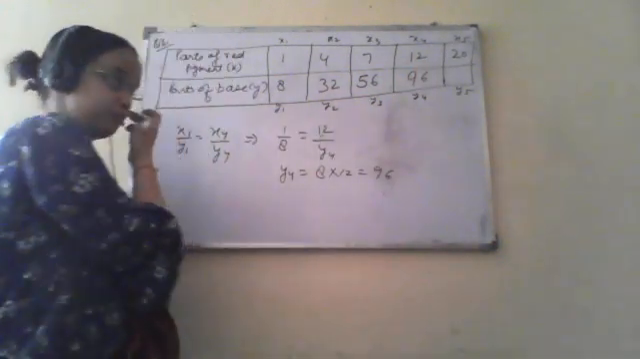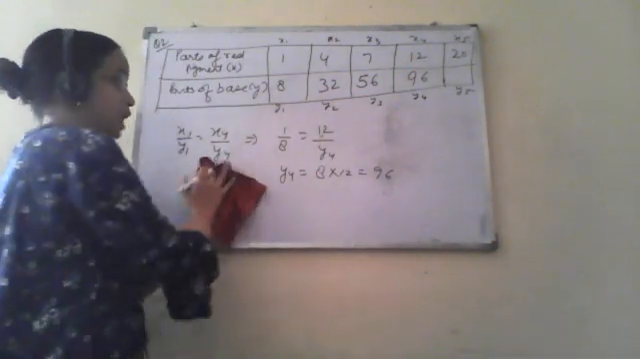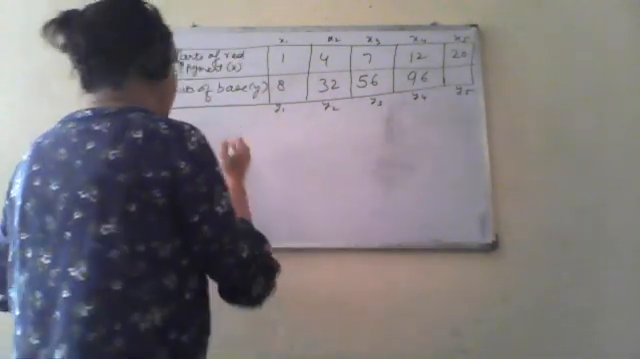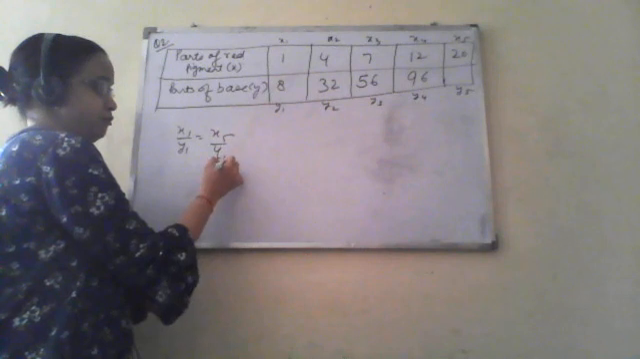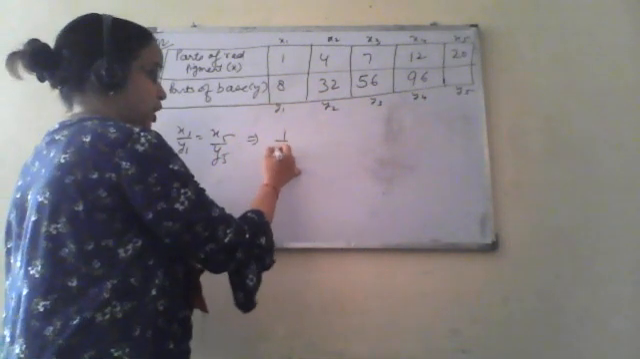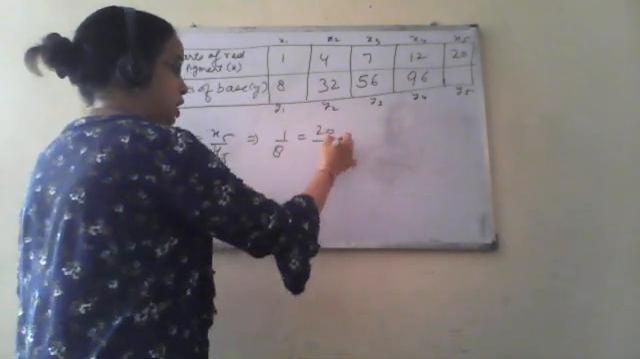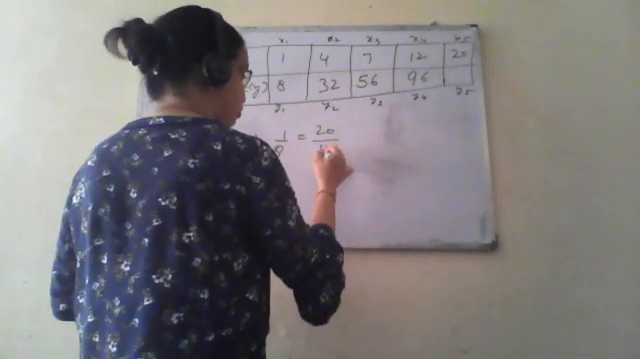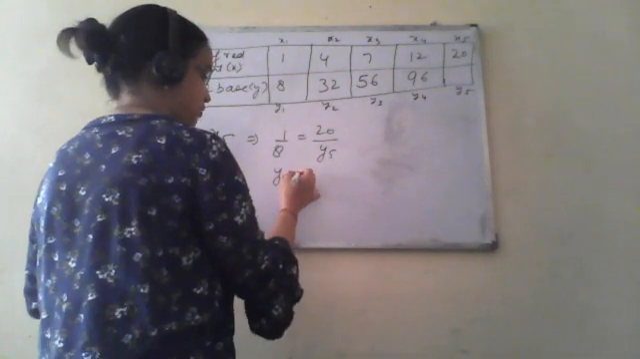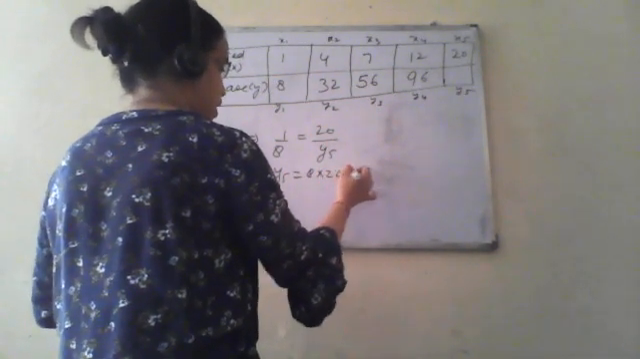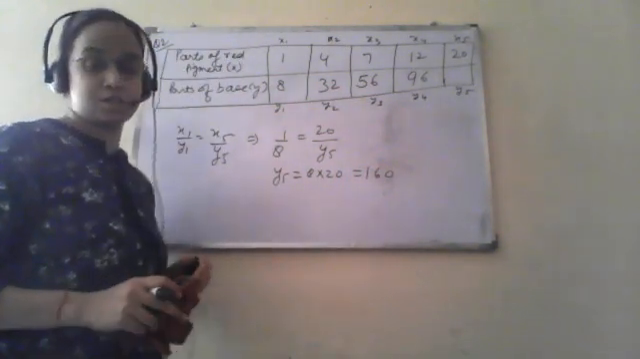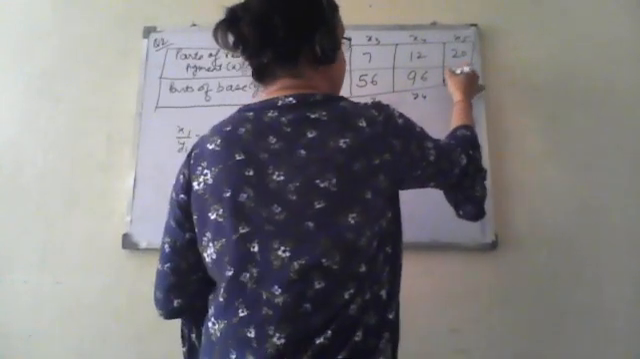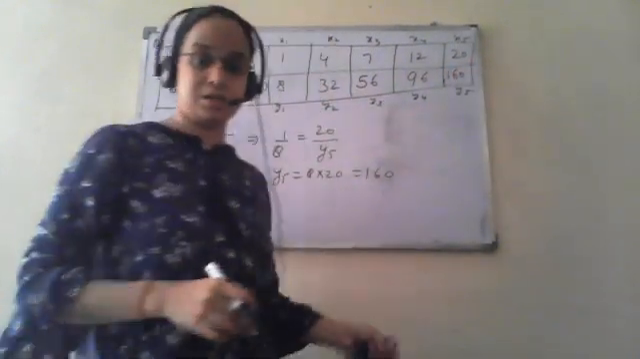96 parts of base. And the last part is x1 upon y1 equals x5 upon y5. It becomes 1 upon 8 equals 20 upon y5. That means y5 equals 8 into 20. That comes out to be 160. So for 20 parts of red pigment, 160 parts of base are required. So I hope this is clear to you all.